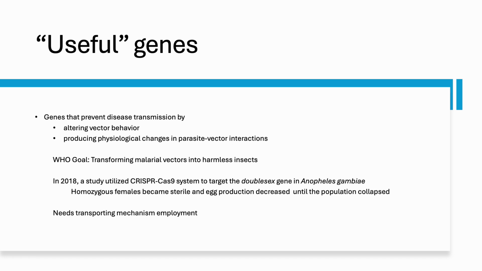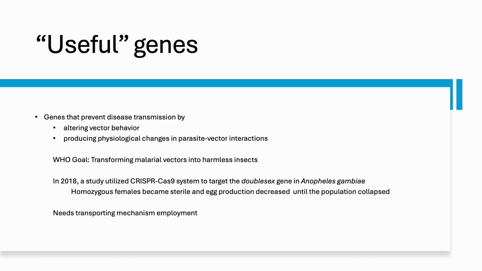In 2018, a study was published utilizing the CRISPR-Cas9 gene editing system, and they used this to target the doublesex gene in Anopheles gambiae. The female transcript is highly conserved, and it has a highly conserved exon called exon 5. The boundary found between intron 4 and exon 5 was disrupted utilizing CRISPR.